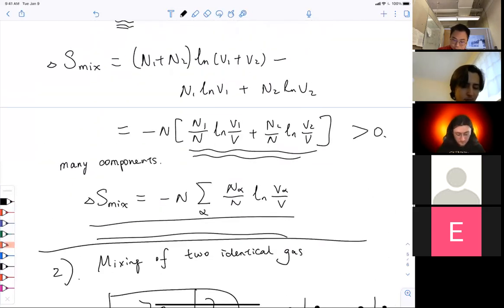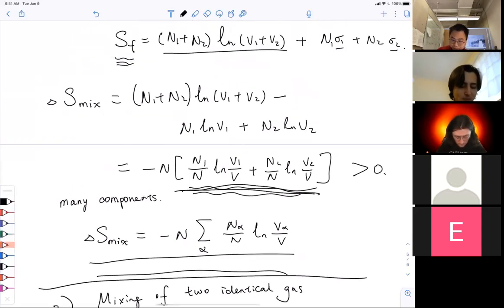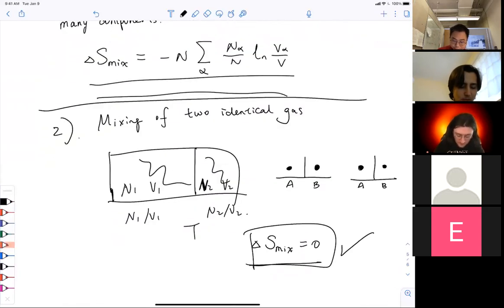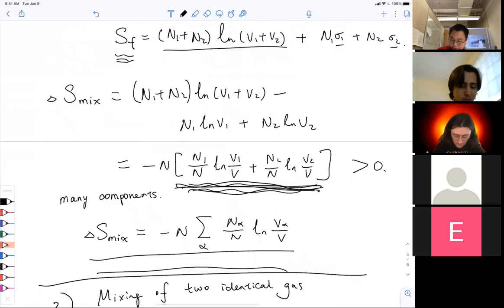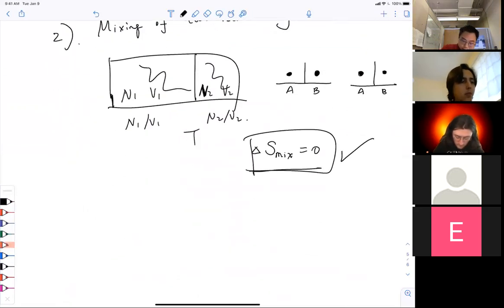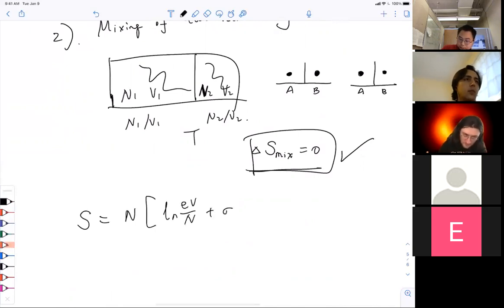But according to our previous result, if you follow the same logic, you will get a similar result for this situation. It's wrong. This is non-zero. It's because we didn't take into account the indistinguishable property of these particles. If we use the correct result, S equal to N log of, sigma, where sigma is still the momentum part, which I don't care about. This part I fix. Previously it's just log V. Now it's e V divided by N, where e is the number.